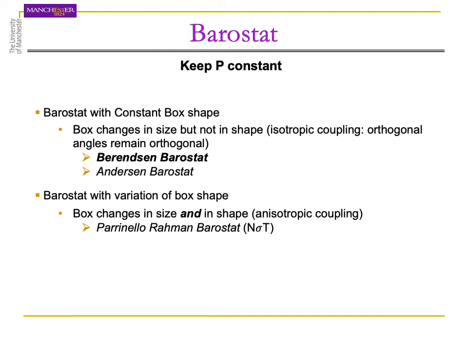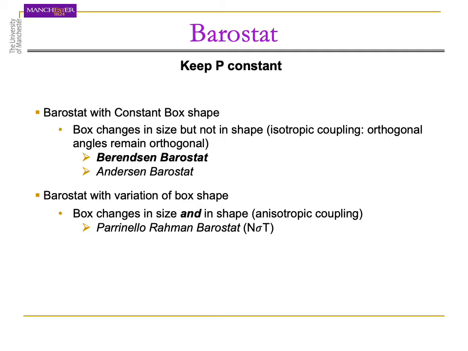Barostats can be divided into two main classes. In the first class, we have barostats which keep the shape of the box constant, and in this case, we talk about barostats with isotropic coupling. This means that if we start our calculation with a cubic box, we end up the calculation with another cubic box, possibly with a different volume.